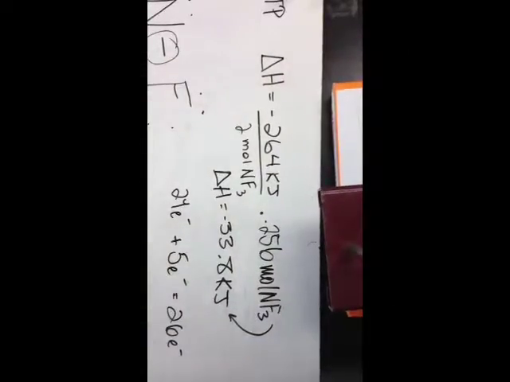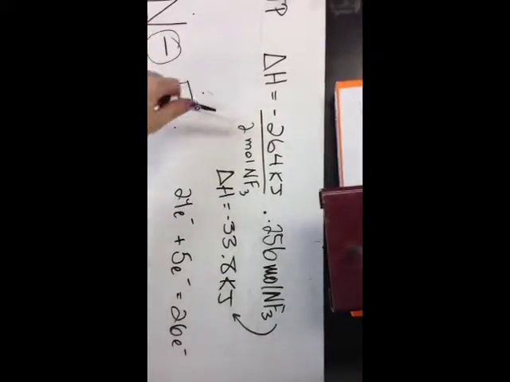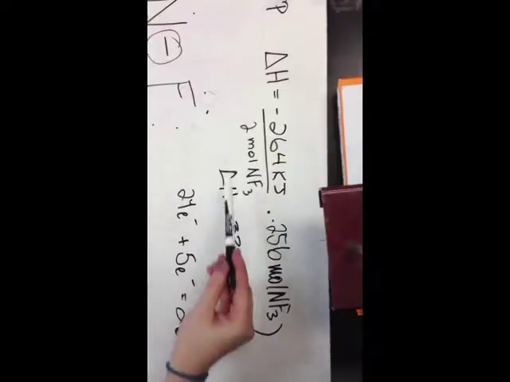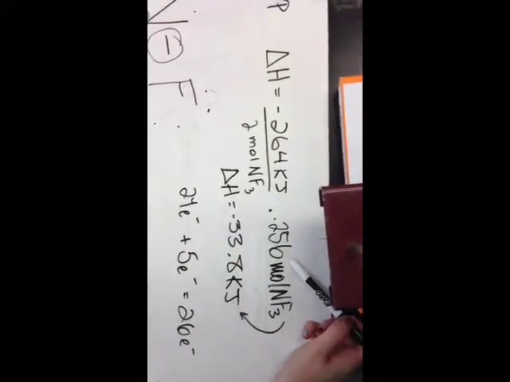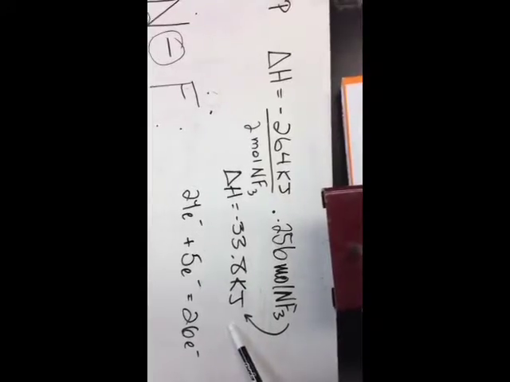Alright, so for this one, this is pretty simple. You're just going to do some stoich. You have to remember that this change in H is for every 2 moles NF3, since that's what the actual equation says. So just as long as you have that in the bottom, you just multiply it by the amount of moles, so they cancel out, and you get negative 33.8 kilojoules.